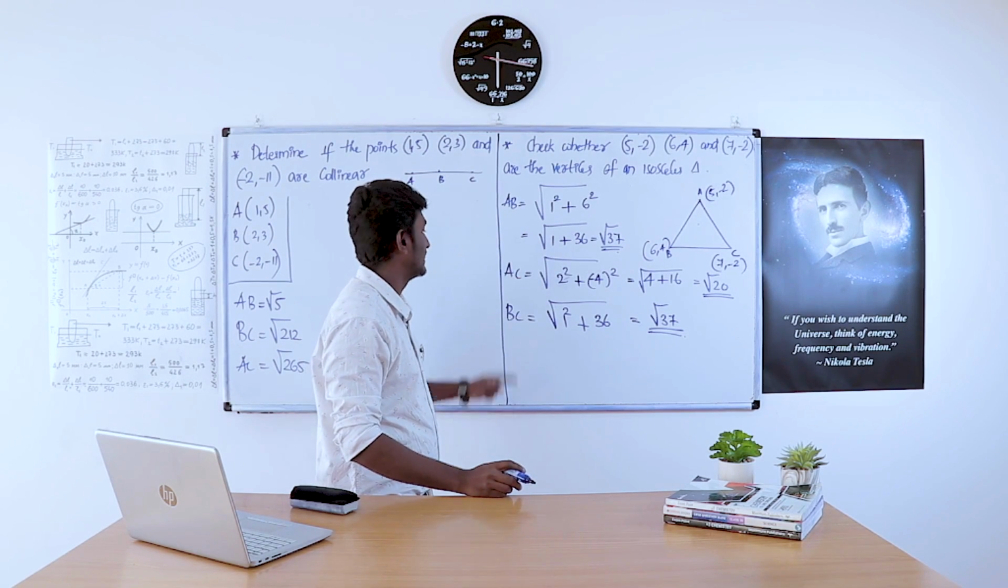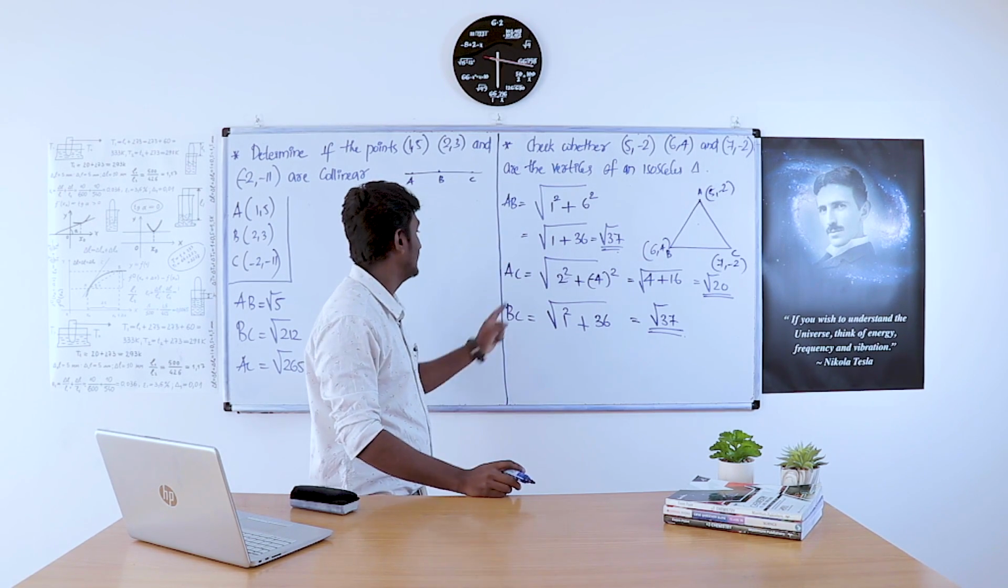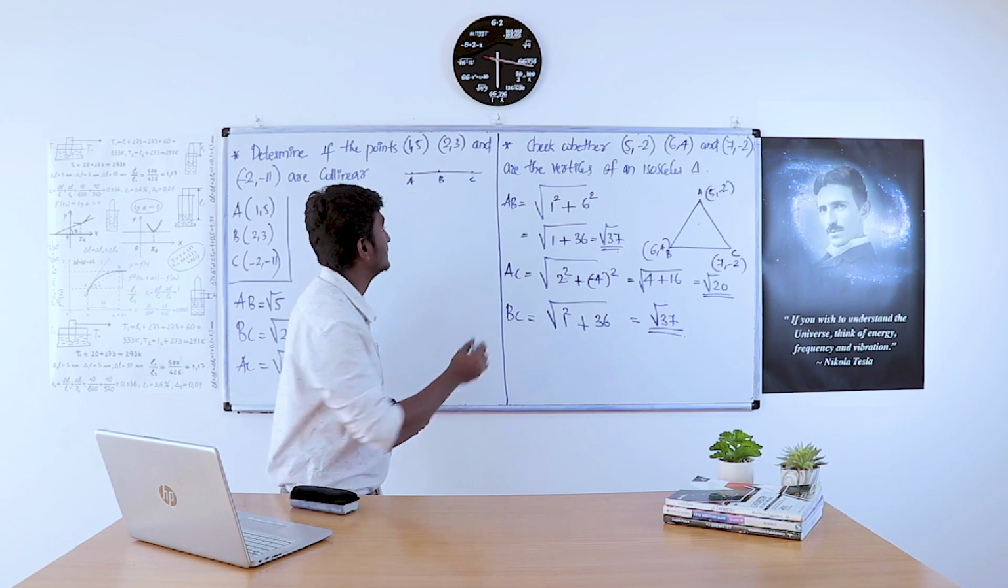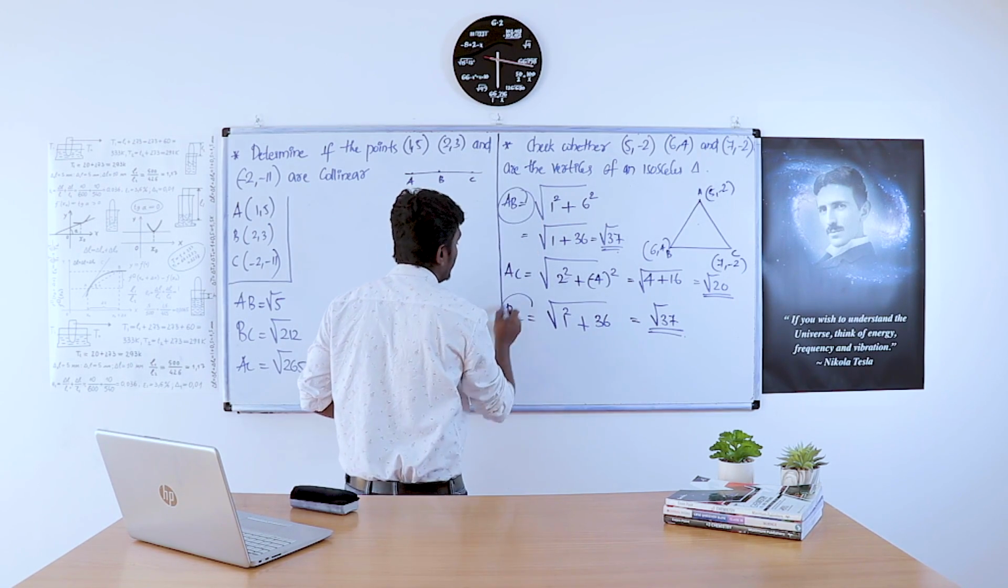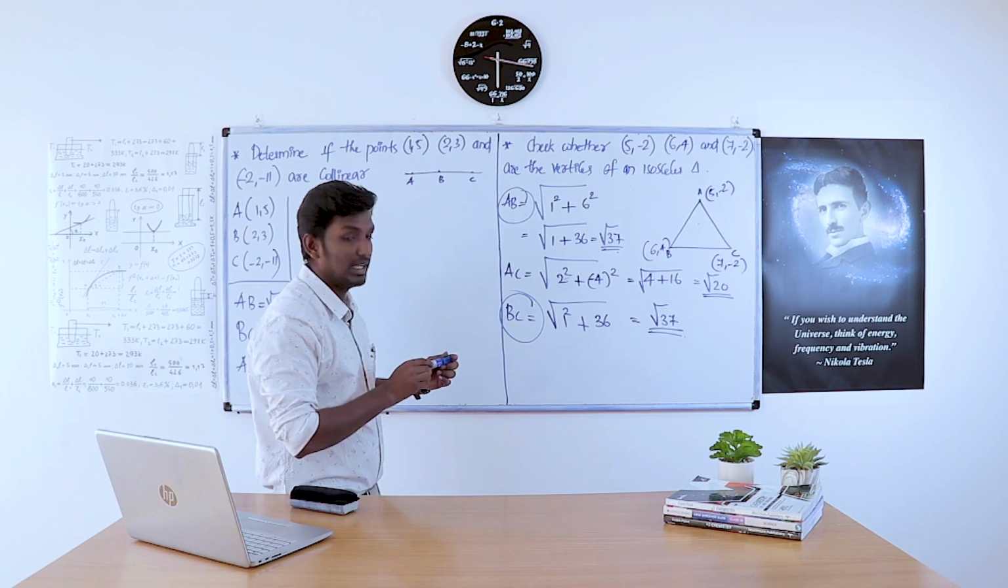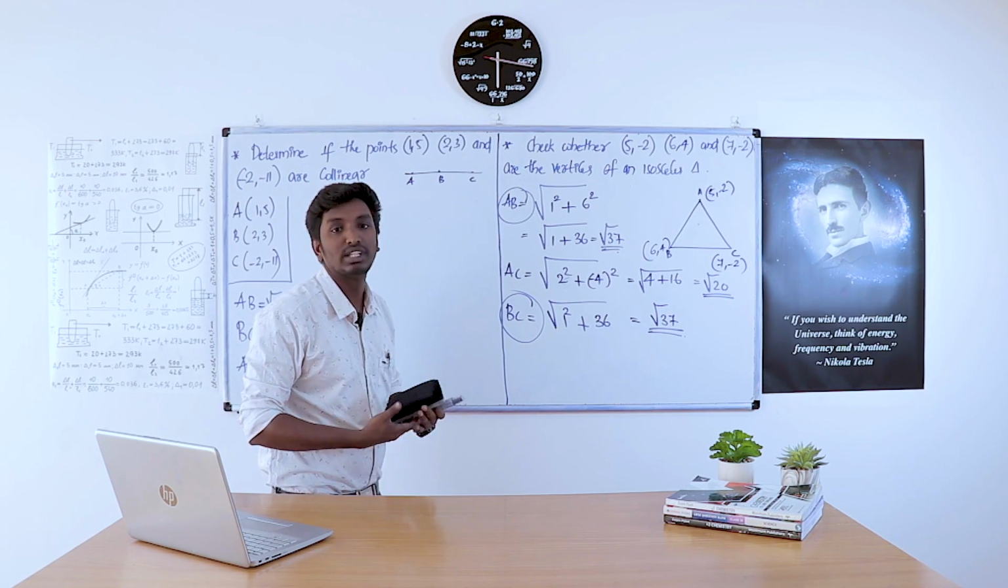AB is equal to root 37. AC is equal to root 20. BC is equal to root 37. So AB and BC are equal. Both are equal to root 37.